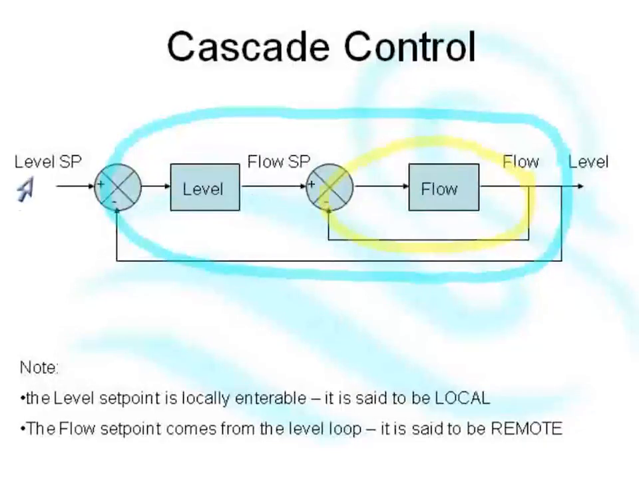Now, as far as naming goes, the flow loop is not enterable by the operator because the flow loop is being dictated by the level loop. Sorry, so the flow set point is not a local set point. It's a remote set point because it's being dictated by another controller. The level set point, on the other hand, is not being dictated by another controller. So we say the level set point is local and the flow set point is remote.